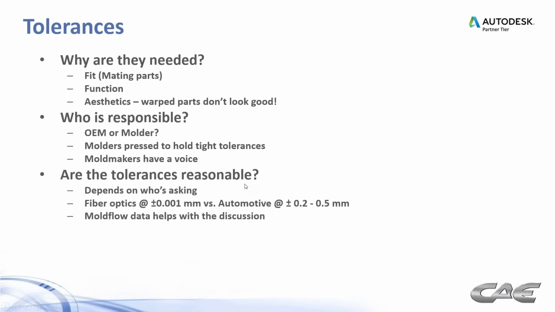And then the other question that comes up is, are these tolerances reasonable? And really, it depends on who's asking the question. If you're in the fiber optics industry, microns matter. If you're in the automotive industry, maybe quarter to half a millimeter is what you're dealing with. It really just depends on the part and the industry that you're in. But Moldflow data is very helpful to that discussion. And reasonable or not, how do we achieve them?